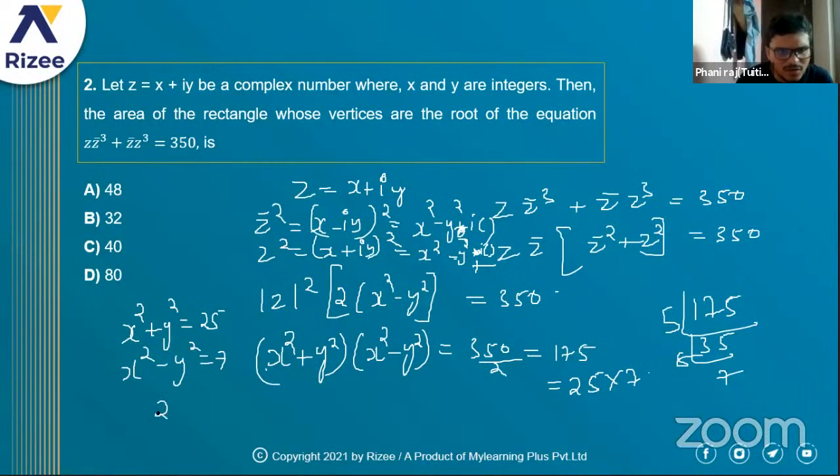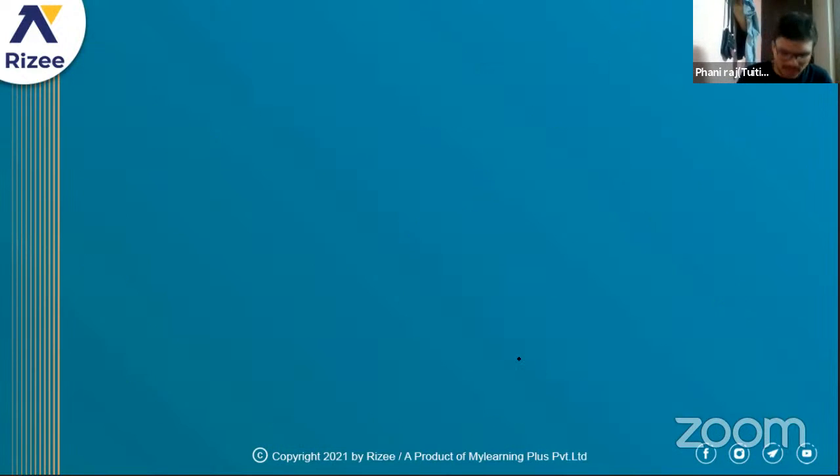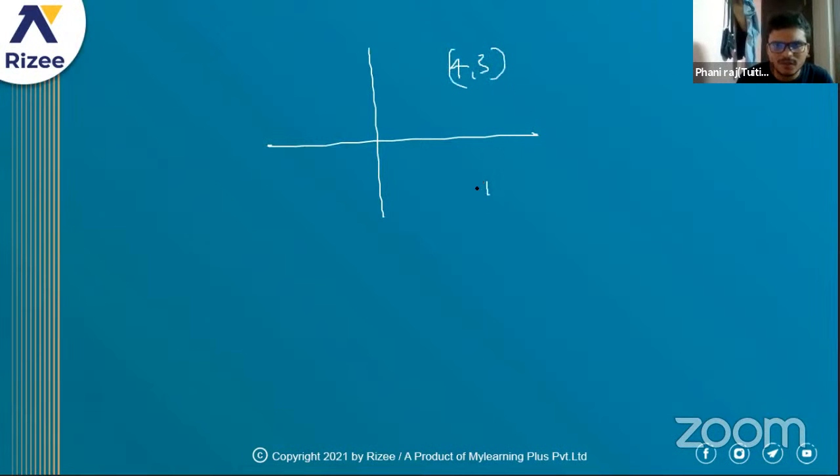When you add them, you get 2x square equal to 32, or x square equal to 16. So x equal to plus or minus 4. If x equal to plus or minus 4, y will be plus or minus 3, since 16 minus 9 is 7. So now let's plot this. X equal to plus or minus 4, y equal to plus or minus 3. So 4 comma 3, 4 comma minus 3, minus 4 comma minus 3, minus 4 comma 3.